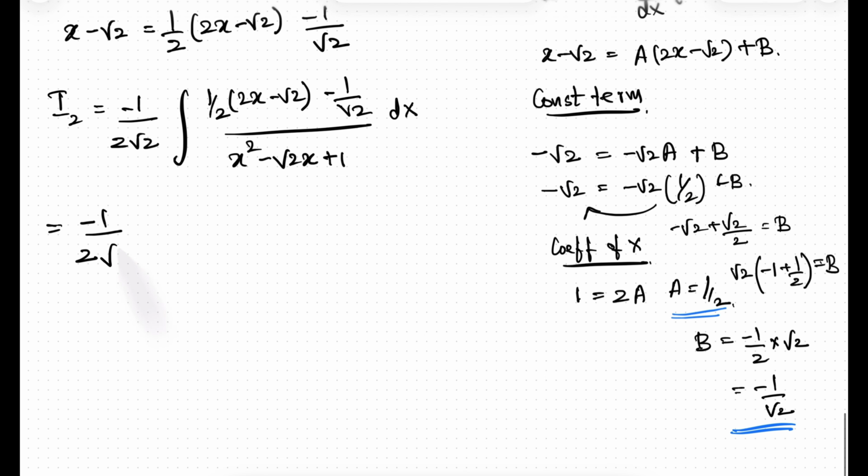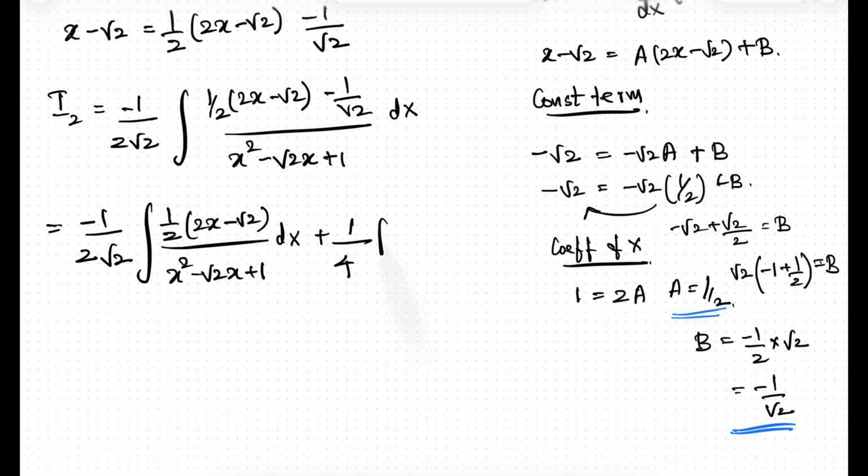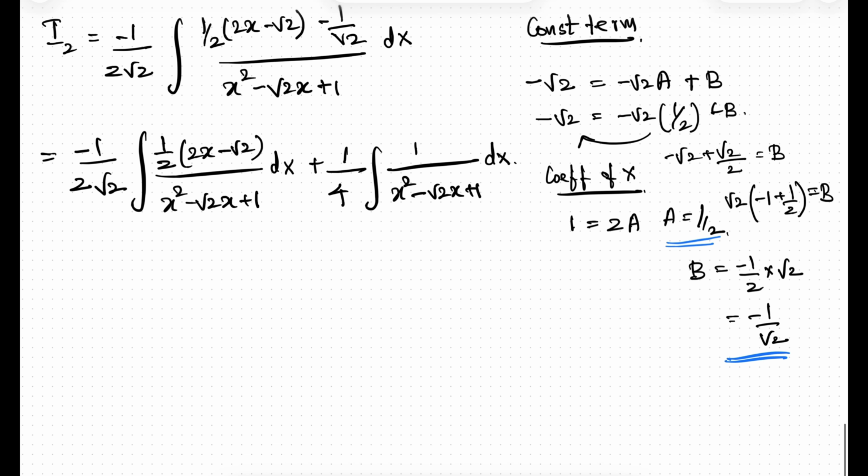Minus 1 by 2 root 2 times 1 by 2 times 2x minus root 2 divided by x square minus root 2x plus 1 dx plus, when I multiply these two, I will be having plus 1 by 4 integration of 1 by x square minus root 2x plus 1 dx. So this one is very easy. Here you will be having minus 1 by 4 root 2. When you differentiate your denominator, you get the numerator, which is 2x minus root 2. So the answer would be log of your denominator, x square minus root 2x plus 1.